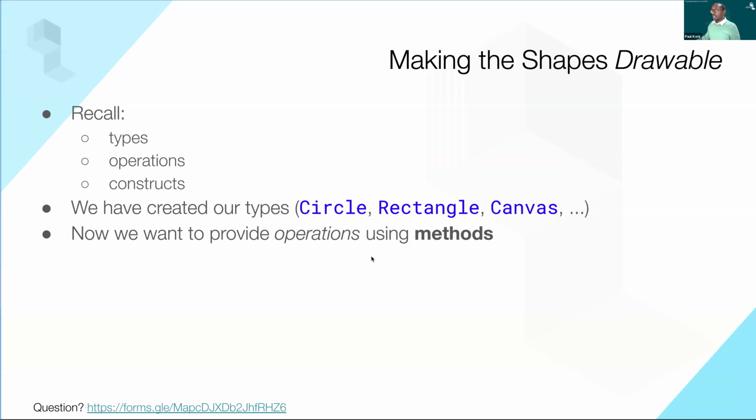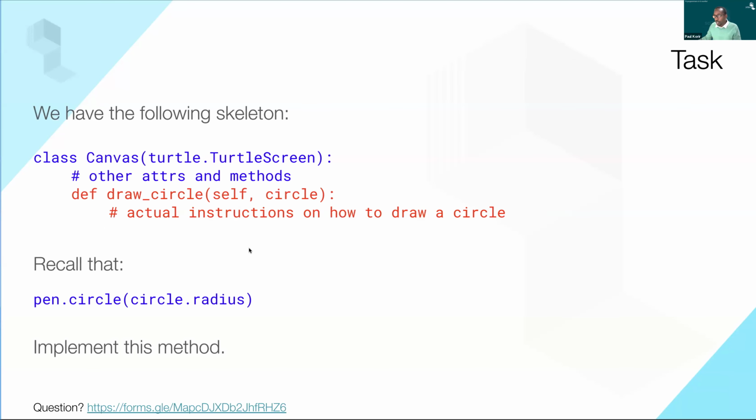So let's just recall types, operations, constructs, okay? And we have created our types: circle, rectangle, canvas. Now we want to provide operations using methods. We've done a bit of that. We've calculated area and so forth. But now we want to do the drawing. And this is really where we need to pay attention.